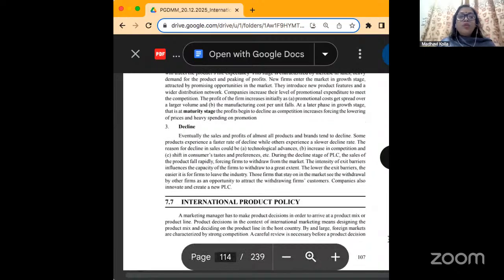Then finally, we go to the last stage, that is the fourth stage of decline. In the decline stage, the sales and profits of almost all products and goods are at an abysmally low level. That means they tend to decline. Some products experience a faster rate of decline, whereas some have a slower decline in terms of sales reduction. The reason for decline in sales could be based on multiple factors. It could be technological advances, it could be increase in competition, it could be a shift in consumers' tastes and preferences, etc.